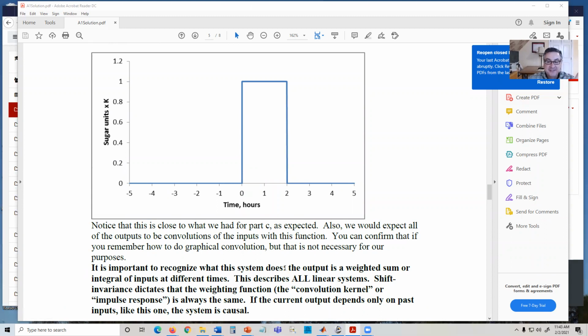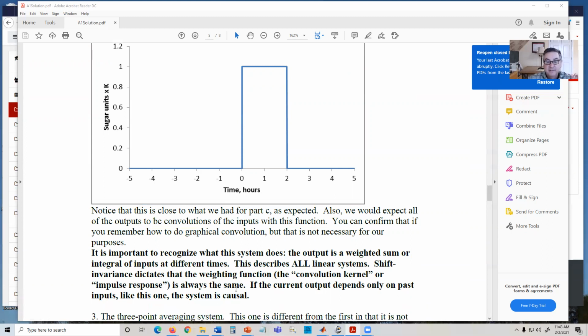Recognize what this system does, okay? It's a weighted sum or integral of the inputs at different times, and that's a description of all linear systems. The weighting function, which we also might call the convolution kernel or impulse response, is always the same if it's shift invariant. And then causality: if the current output depends only on past inputs, as this one does, then the system is causal. Okay, so those definitions, linear systems, shift invariant systems, causal systems, are all important to recognize because that's the language that we use in this field.